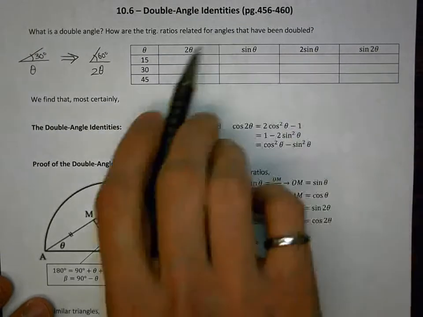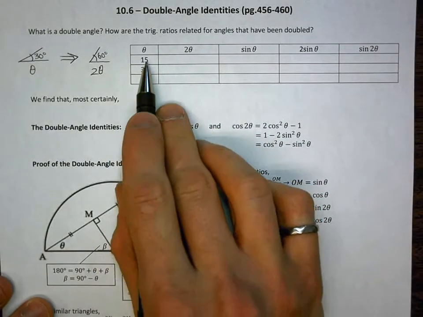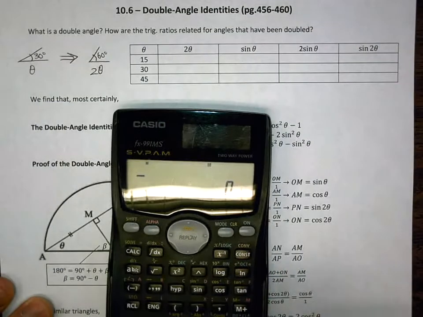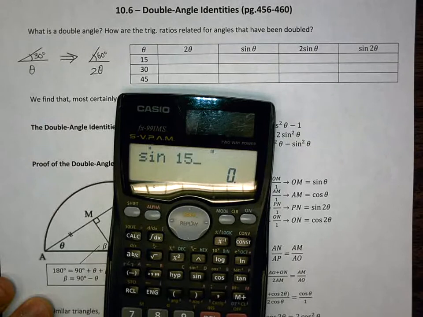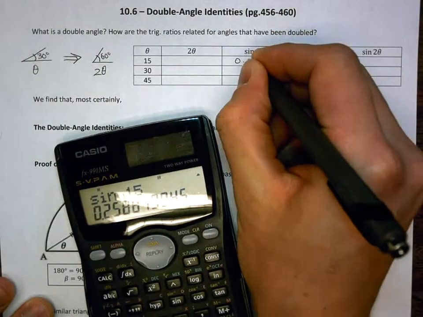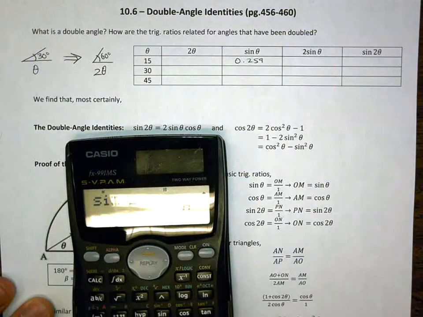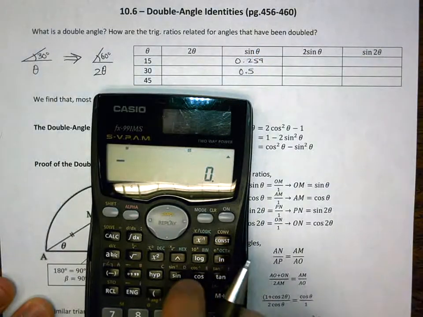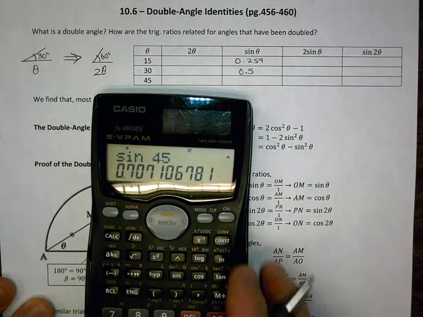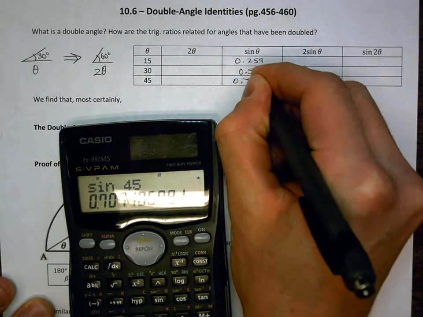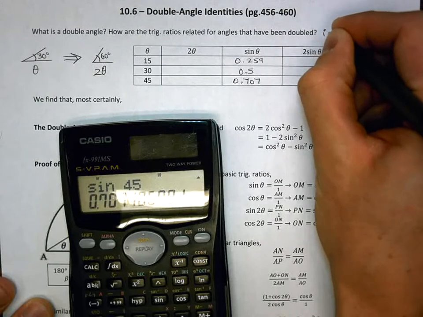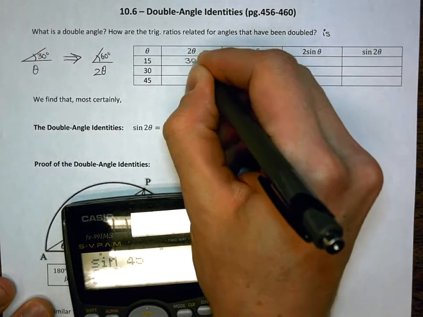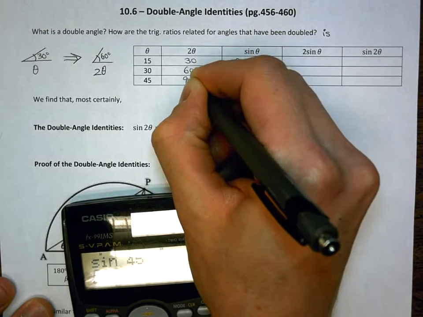For example, if I have theta equal to 15, 30, and 45, what's sine of those values? Let me just do that with my calculator here. Sine 15 would be 0.259. Sine 30 is equal to 0.5, of course, and sine 45 is equal to 0.707. Okay, so you might be thinking, if I want to take the sine of the double angle, that would be 30 degrees, 60 degrees, and 90 degrees.